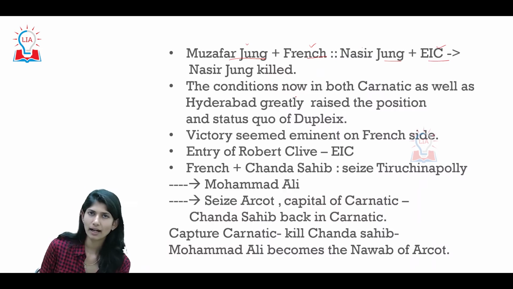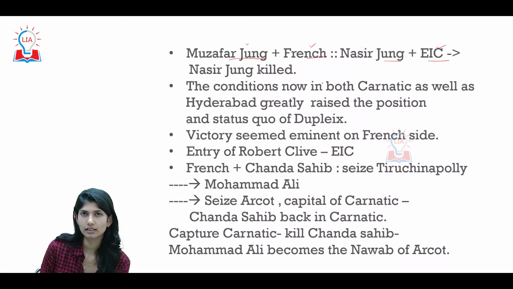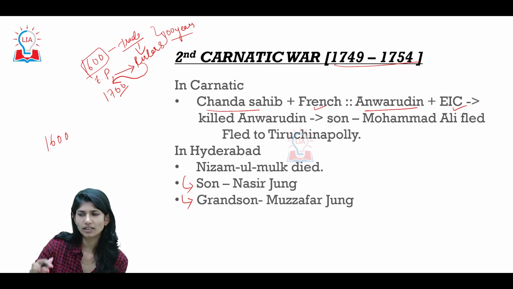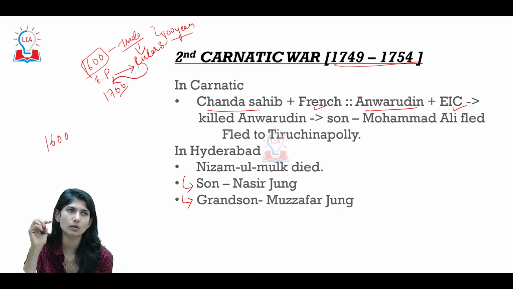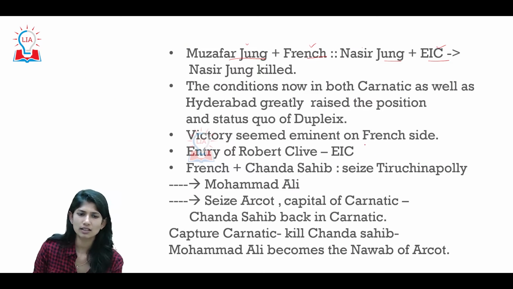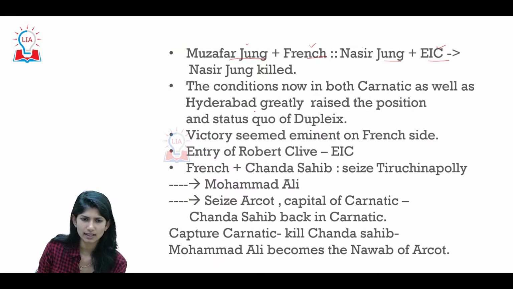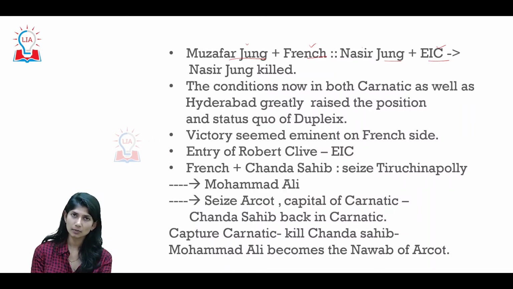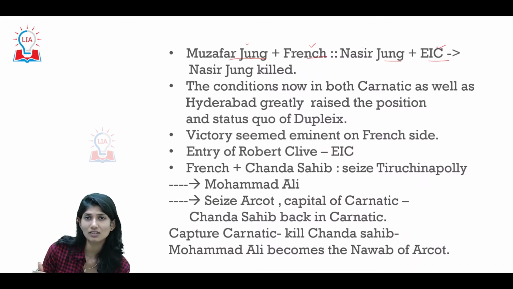Now, in a battle that ensued, Nasir Jung got killed, which meant the EIC-supported Nasir Jung gets killed here. The Anwaruddin supported by EIC also gets killed here. So somewhere EIC, in the story as of now, seems like the British is kind of on the losing side and French is on the victory side. So this condition, that's what it says here, both in Carnatic as well as Hyderabad, the status quo of Dupleix, who was the governor at that point of time, his position rose because the strength and victory seemed more leaning towards the French side.